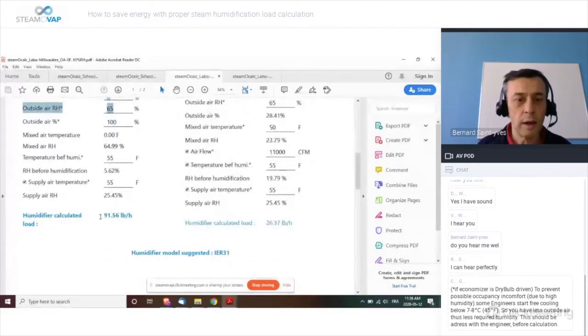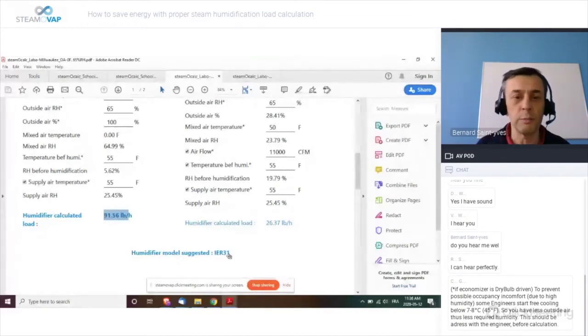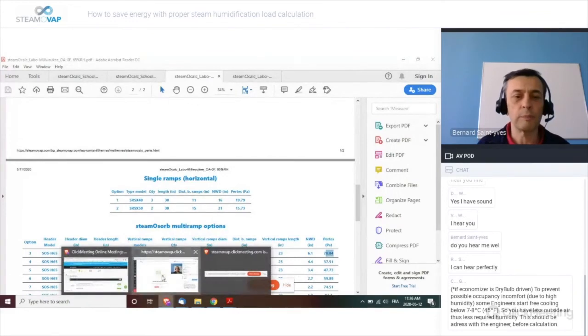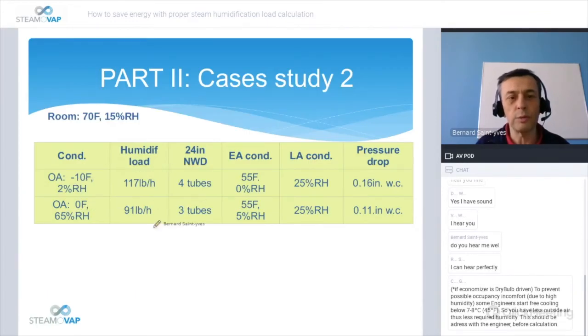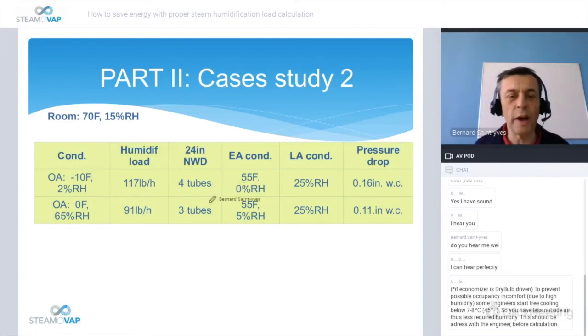And then here I'm at 91 pounds an hour. So now the humidifier is not a 2 module anymore, it's a 1 module. And then you can have only 3 ramps instead of 4, and less pressure drop. So that's the 2 scenarios I was looking at. The difference here is not as much. So here it's 3 tubes, sorry. I mentioned 5 and 4, so it's exactly 4 and 3.